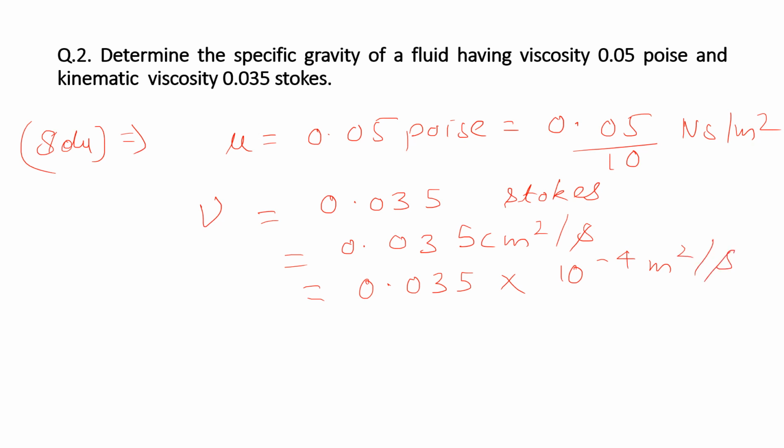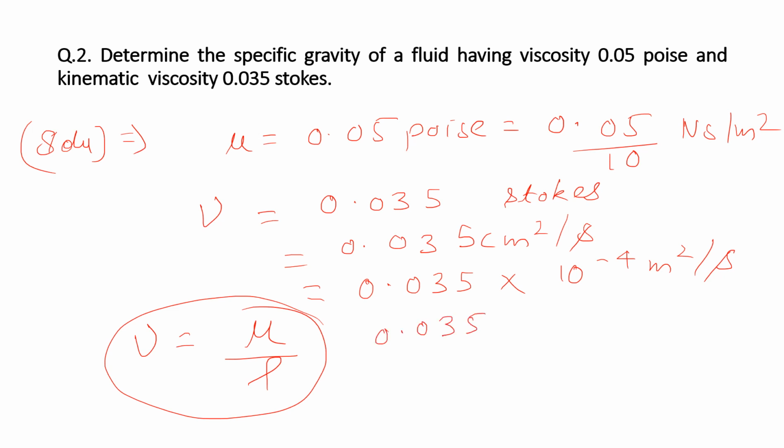Okay, now we will use the general formula of kinematic viscosity. Kinematic viscosity is the ratio of dynamic viscosity to its density, right? So here we will use this formula, and now we will put all the values. This is our value of kinematic viscosity, and this is dynamic viscosity 0.05 divided by 10, and now we need to put this value, that is the value of density.